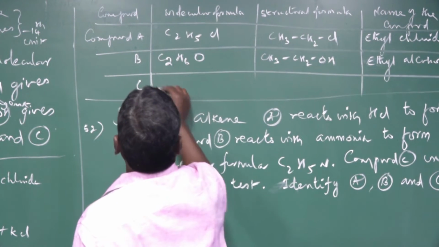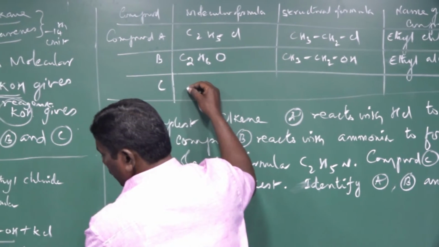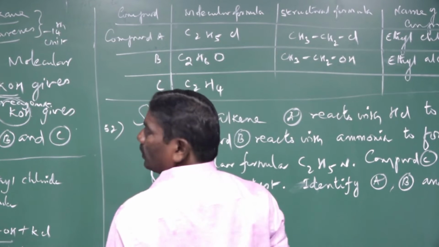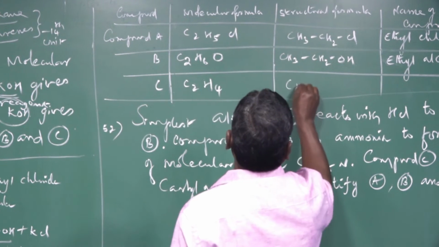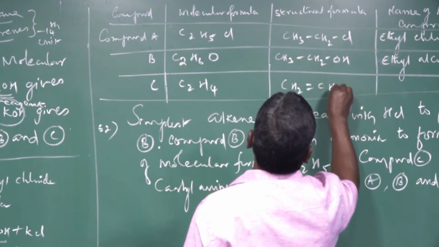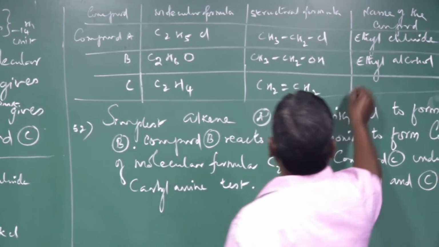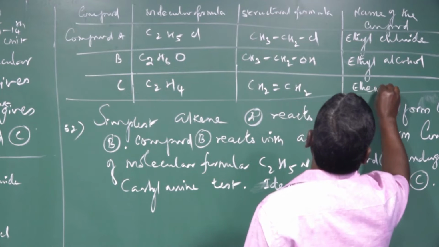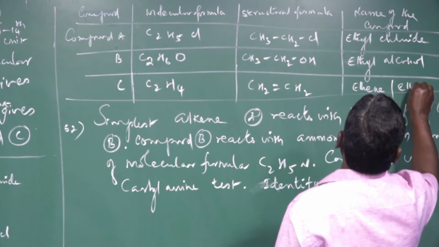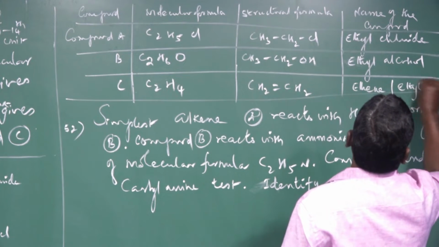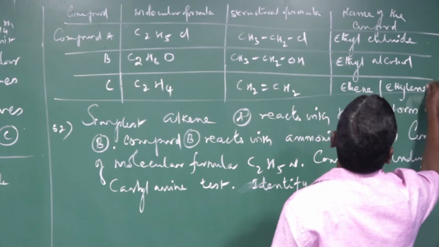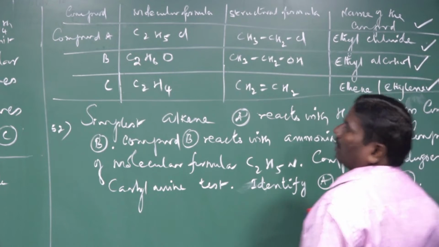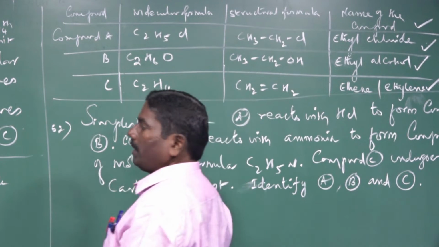Next, compound C, we are going to see here. You write compound C, what is given? That is C2H4. Now the structural formula we can write is CH2=CH2. What is the name for this compound? Ethene or ethylene. So now you are very clear about this organic problem. It is a simple way.